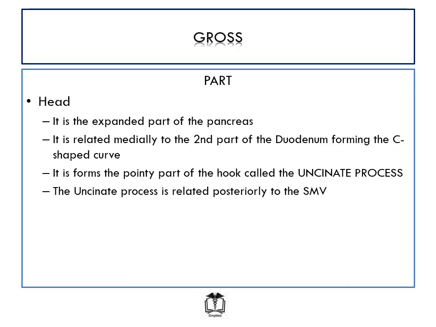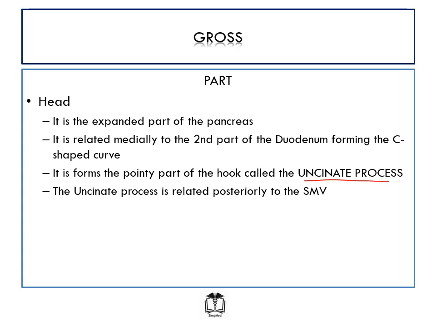Let's talk about the head of the pancreas. It is an expanded part of the pancreas that is related to the second part of the duodenum. It tends to form a C-shaped curve around the second part of the duodenum. And the end of that curve is what tends to give rise to that pointy aspect of the hook I talked about in the previous slides, which we know as the uncinate process.